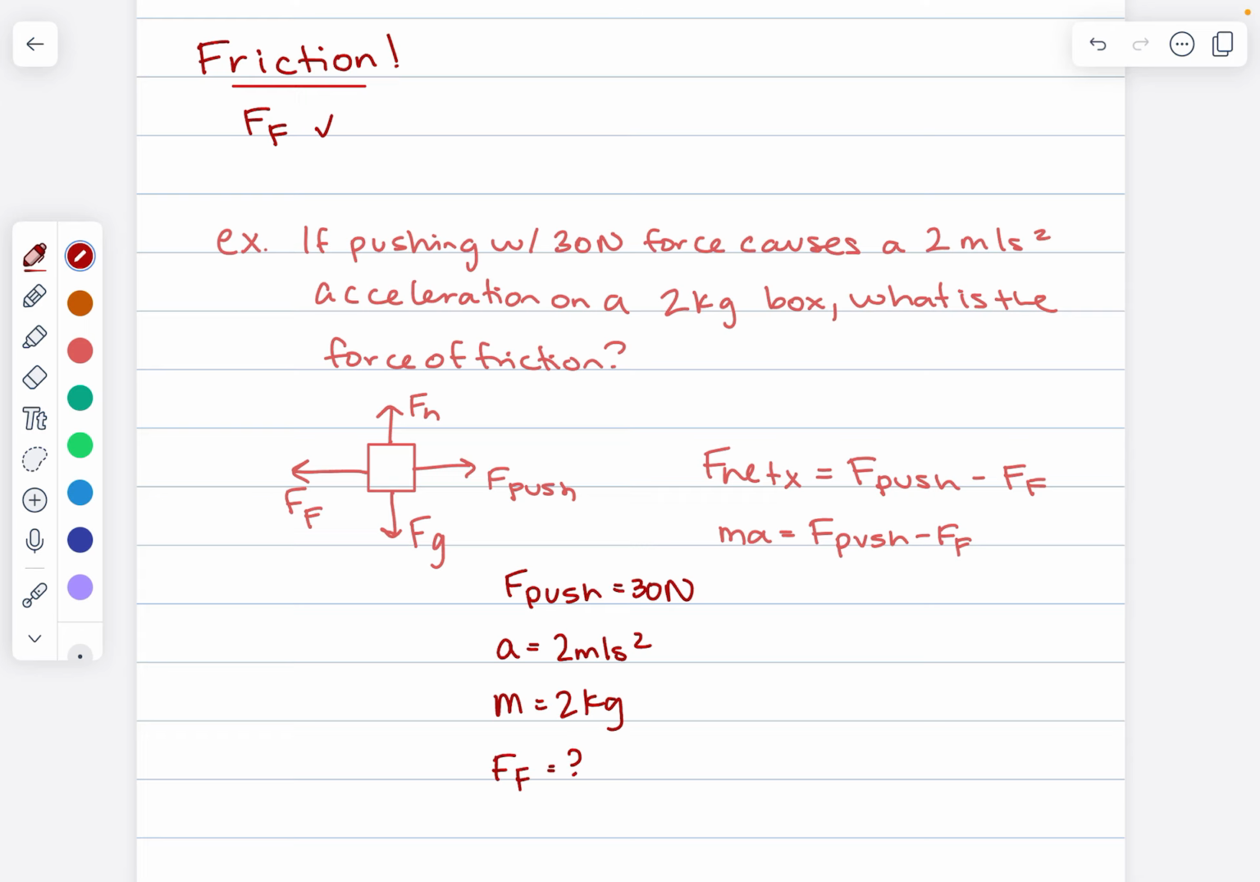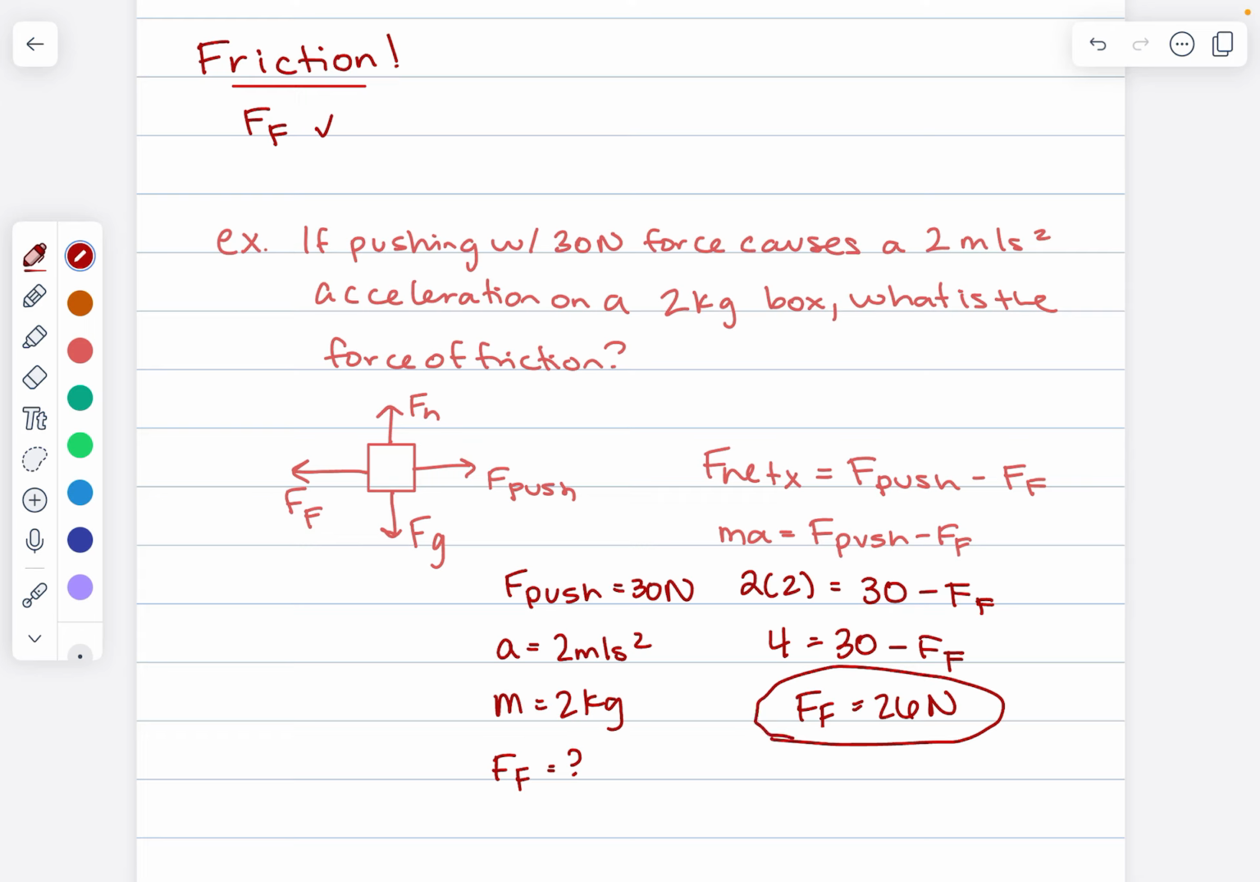So I would plug in 2 times 2 equals 30 minus FF. So 4 equals 30 minus FF. So FF equals 26 newtons. That is still a way to find friction. You do not need the additional information that I'm about to give you.